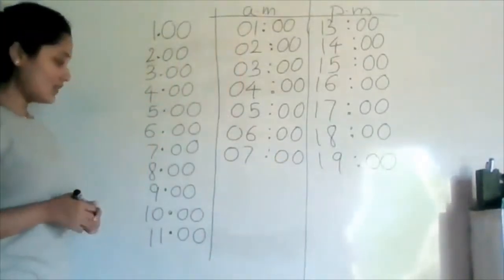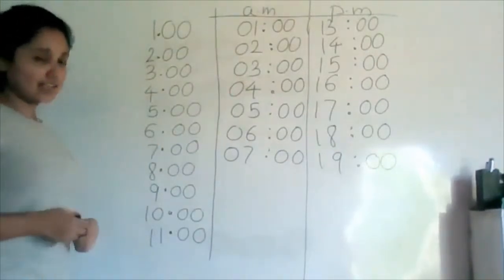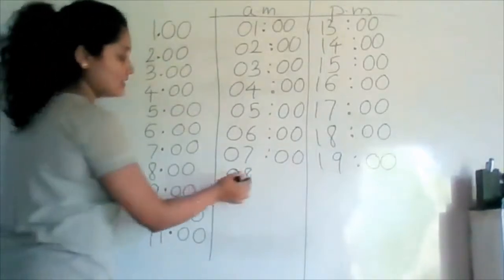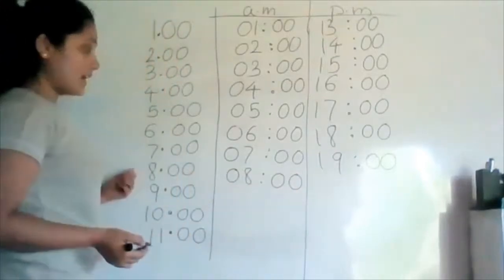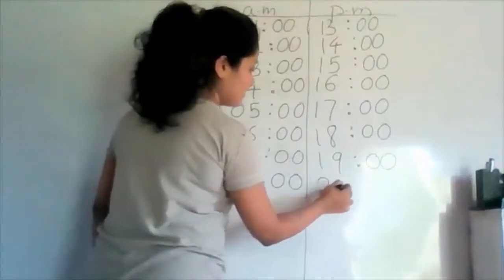Okay, so then let's move on to the next one, that is 8 a.m. If it is 8 a.m., same as above, that is 08, double dots, double zeros. And if it is 8 p.m., then 12 plus 8, that is 20. Here, 20.